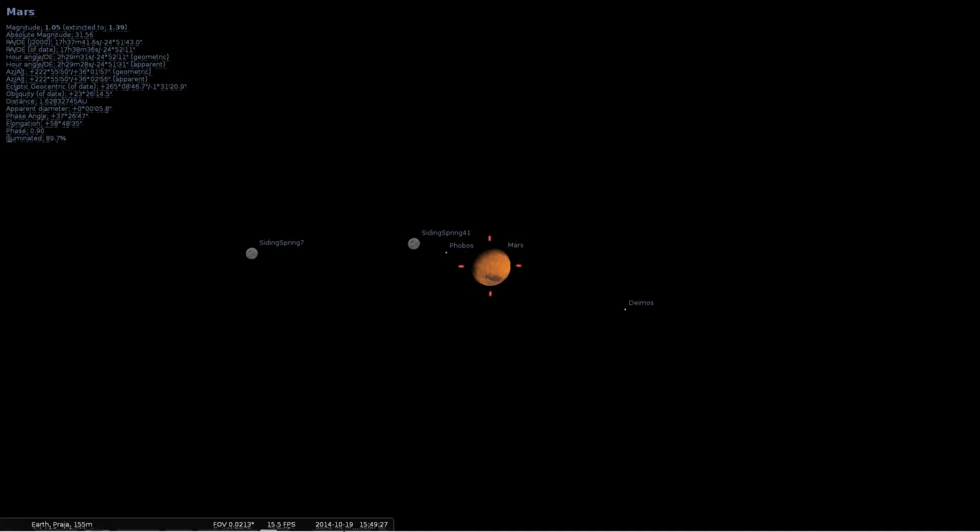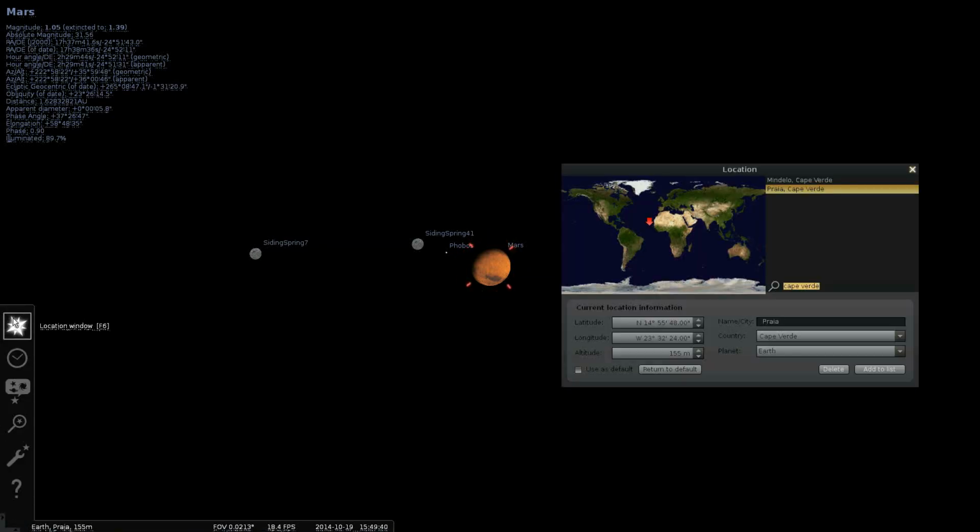Now, you can see here down at the bottom the date and time, October 19th, 2014. The time is in Eastern time, so this is 3:49 Eastern time. But the question is, where would we actually have to be in order to see this? Well, in this case, I've got the observer positioned at Cape Verde off the west coast of Africa, and it actually turns out that's about the best location you can possibly be to see this.